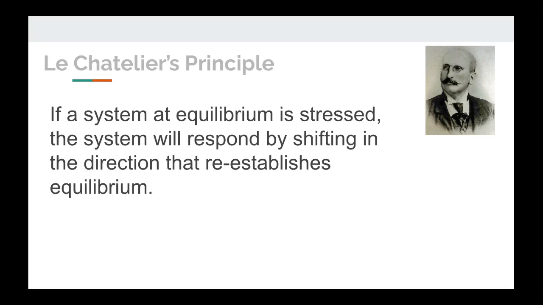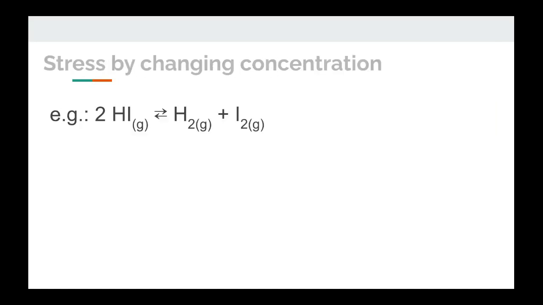This is a direct statement of Le Chatelier's principle. If a system at equilibrium is stressed, the system will respond by shifting in the direction that reestablishes equilibrium. In other words, the reaction will either go in the forward direction or the backward direction in a way that will help it get back to where equilibrium conditions were. One of the stresses that can cause a shift in equilibrium is changing concentrations.